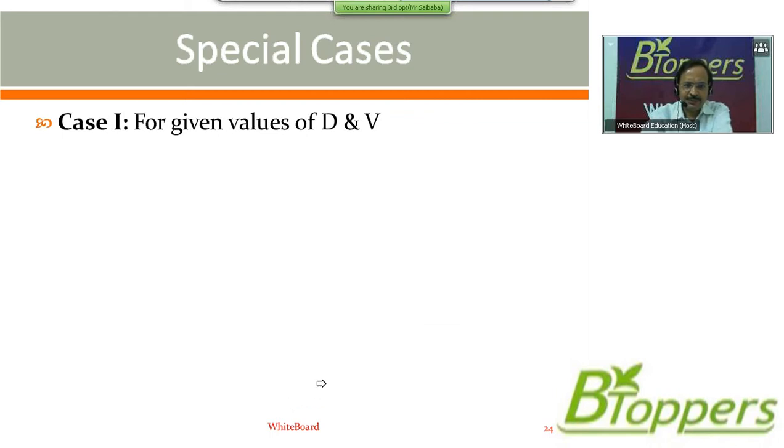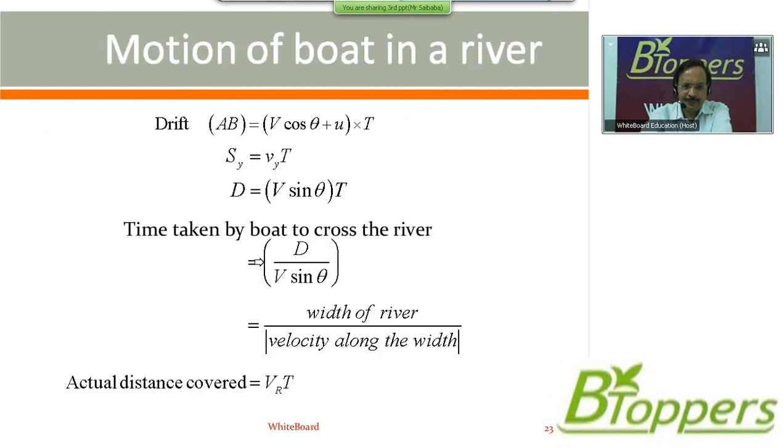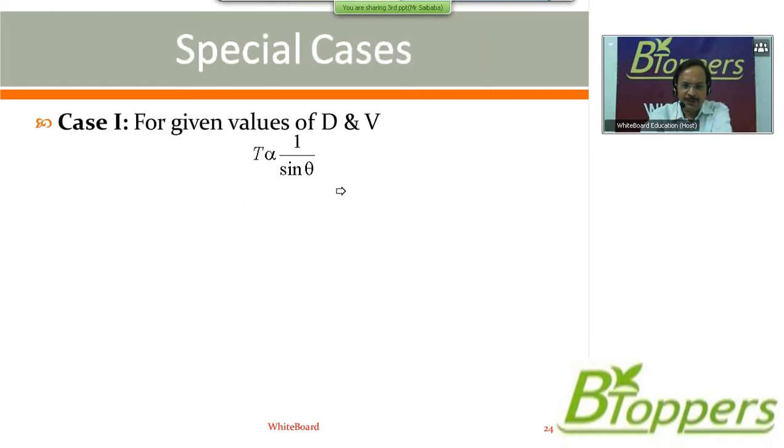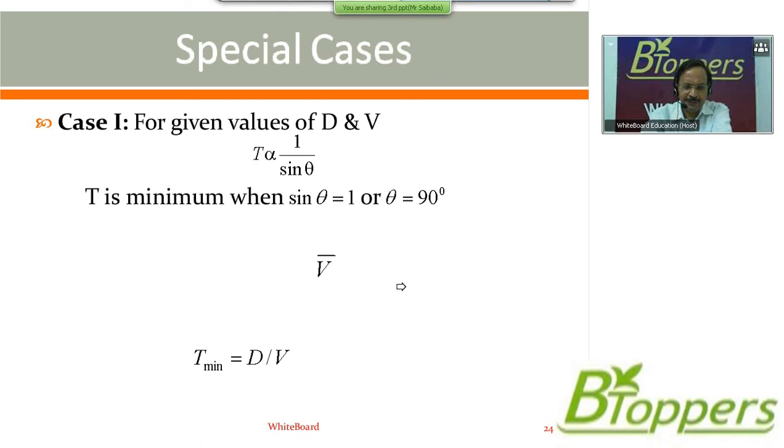So coming to the special cases, the time taken by the boat to cross the river, as I discussed previously, is equal to D by V sin theta. So for given values of D and V, T is proportional to 1 by sin theta. T is minimum when sin theta equals 1, or theta equals 90 degrees. That means the time taken is minimum when V bar is perpendicular to U bar. So the minimum time required to cross the river is D by V.